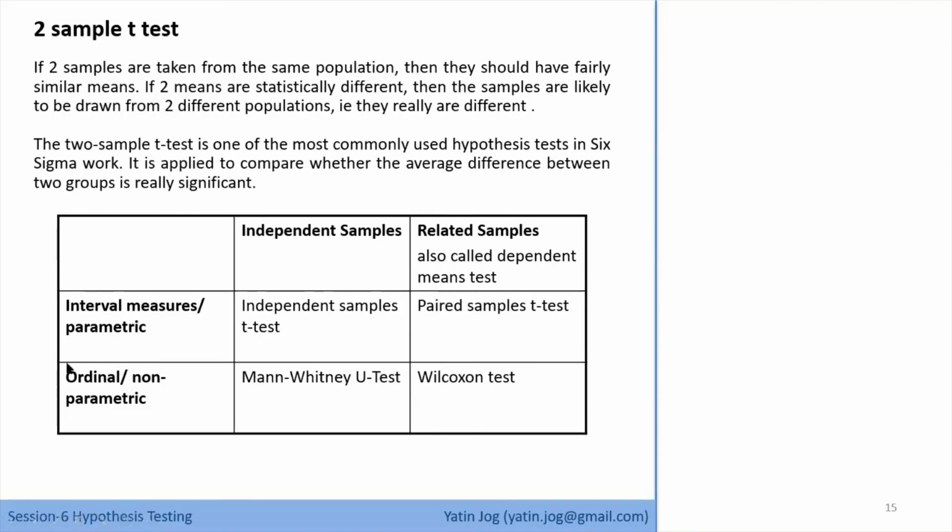If you're dealing with ordinal or nominal data, then the replacement for the independent sample t-test is the Mann-Whitney U-test. We use the Mann-Whitney U-test for independent samples if data is nominal or ordinal. And for dependent, related samples, we go for the Wilcoxon test. Both the Mann-Whitney U-test and Wilcoxon test we cannot implement in Excel. So we are not going to cover Mann-Whitney and Wilcoxon in this course; we need some other tools for that.